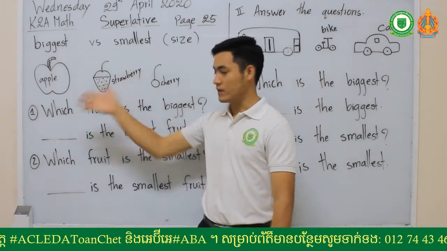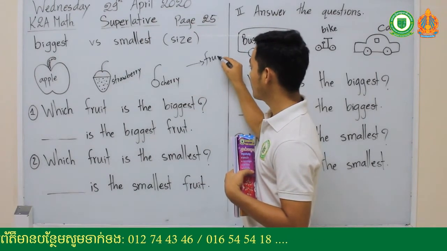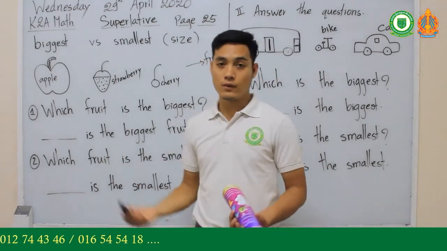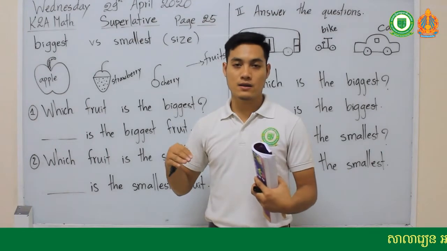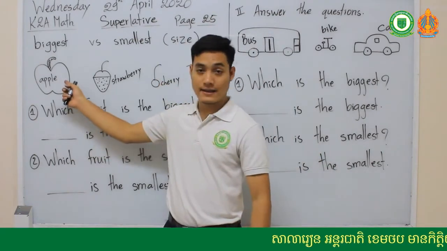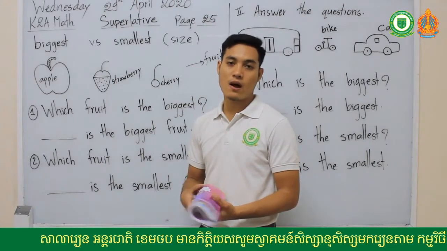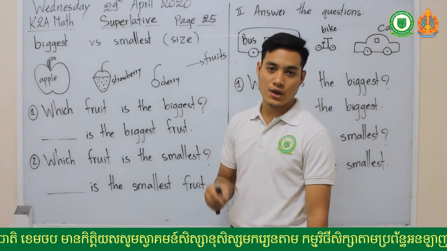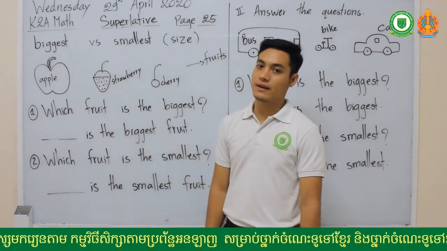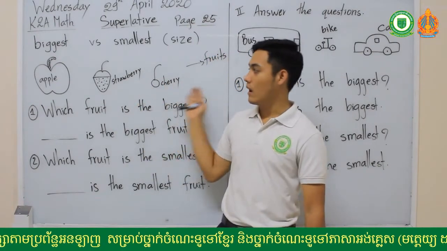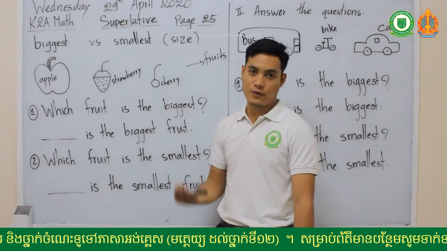Here is the example. Look at the fruits. Right here we call them fruits. There are many different types of fruits, but I chose three types for you to learn, and also to learn the superlative form. The first one is apple, right? The second one is strawberry, and this one is cherry. Right here there are three types of fruits: apple, strawberry and cherry. Now we will find out, among the three types of fruits, which one is the biggest fruit and which one is the smallest fruit. So let's find out.